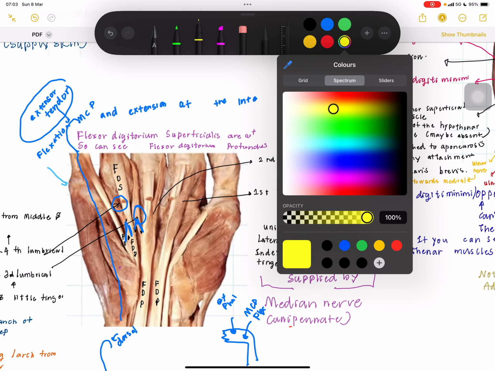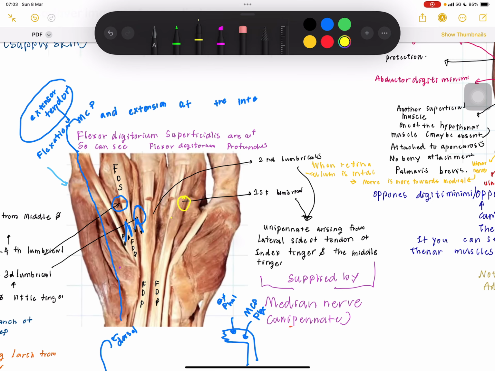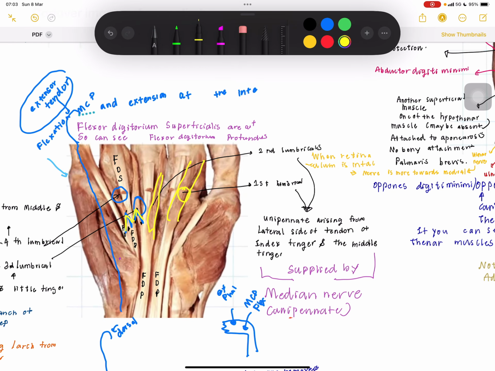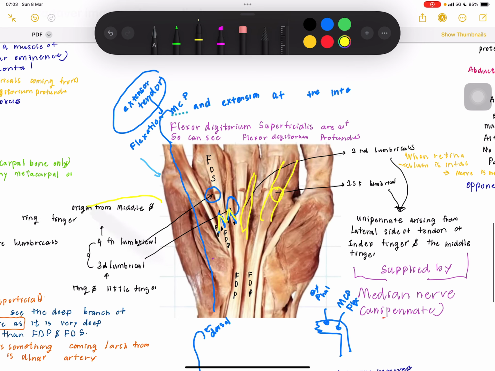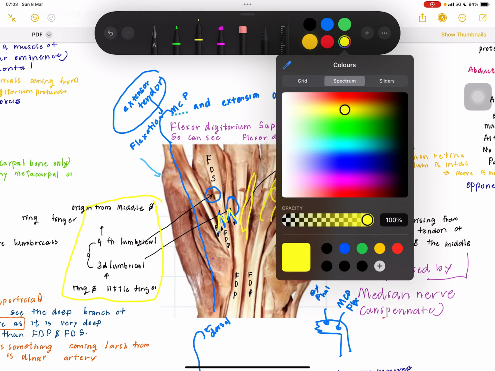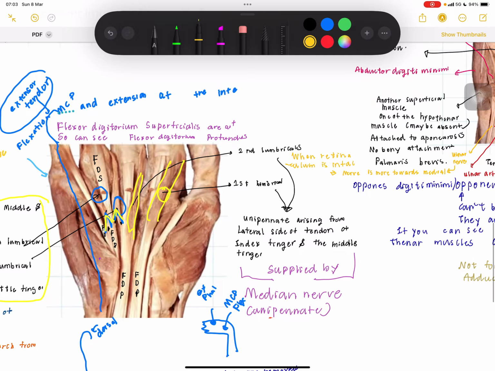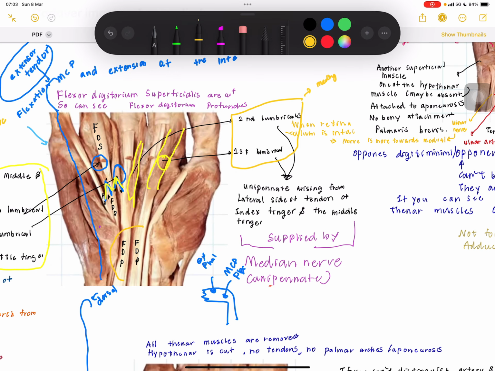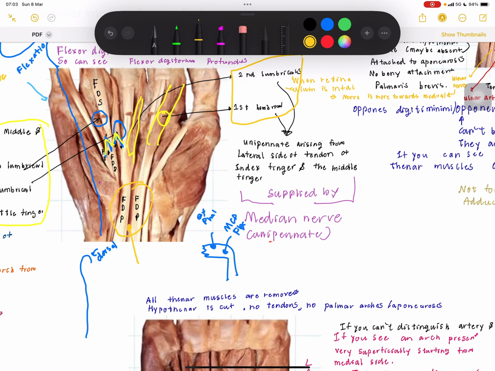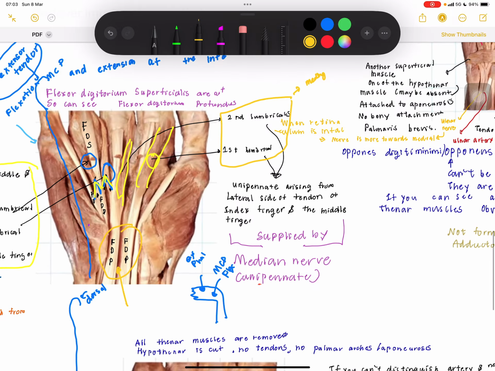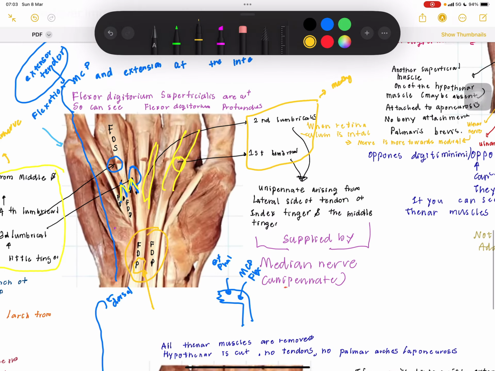And also we can see the third and the fourth lumbricals are bipennate, while the first and the second are unipennate. The bipennate ones are supplied by the ulnar nerve, while the unipennate ones are supplied by the median nerve. The origin of these lumbricals is the flexor digitorum profundus, not the superficialis, because it is deep.